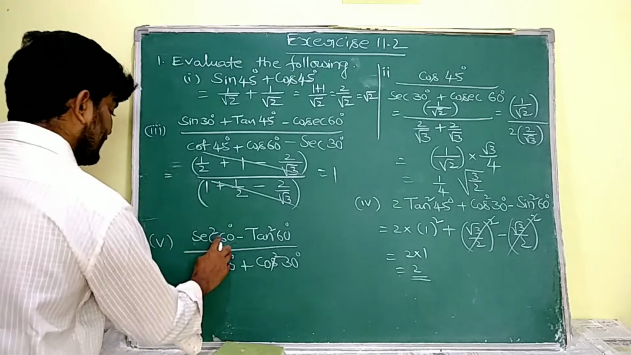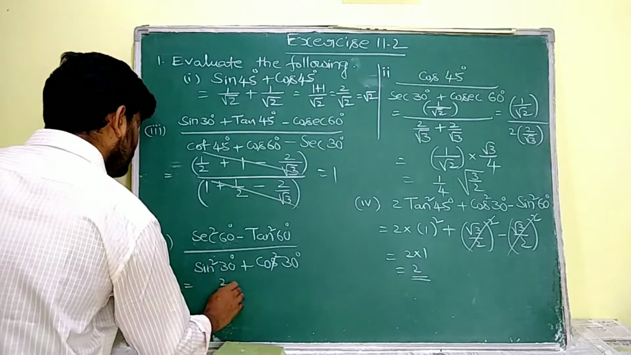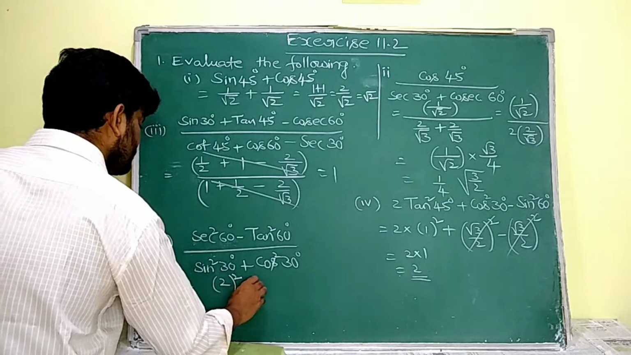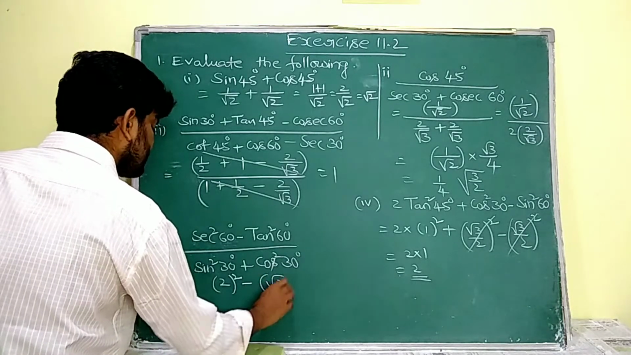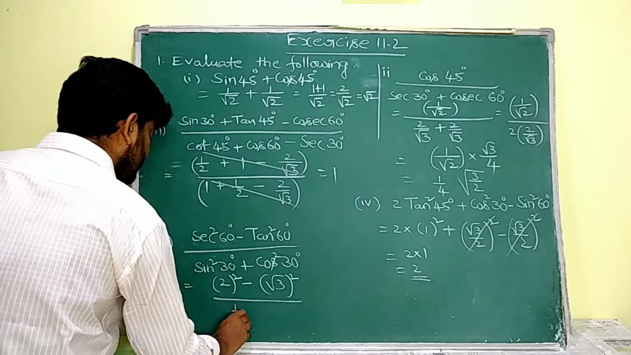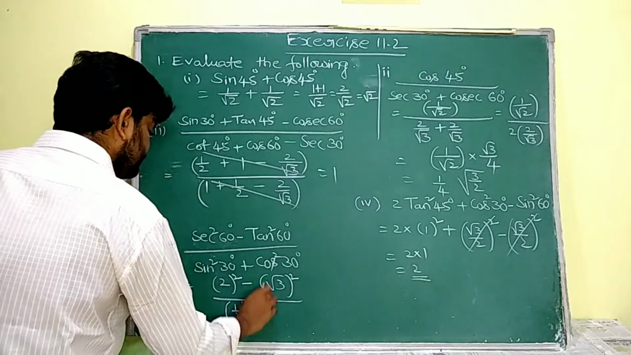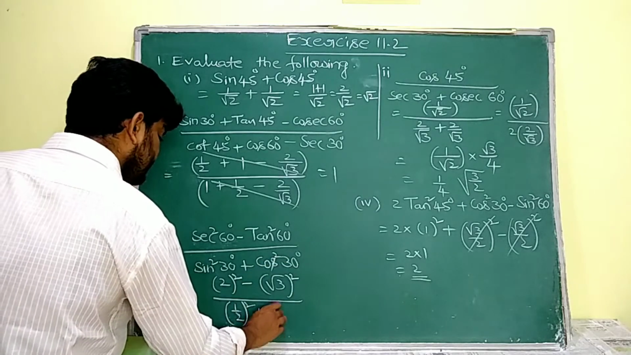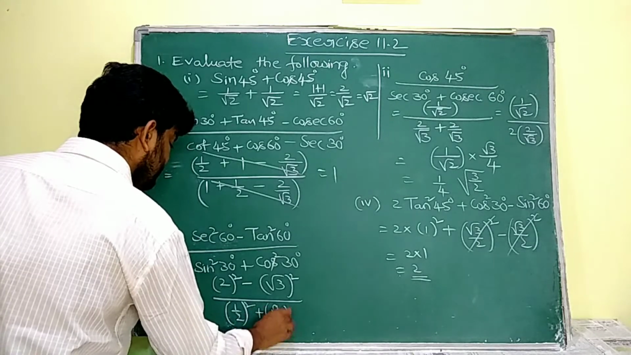Secant 60: we know that cos 60 is equal to 1 by 2, so secant 60 is equal to 2. Secant square 60 means 2 square. Tan 60 is root 3, so tan square 60 is root 3 whole square. Now sin 30 is 1 by 2, so 1 by 2 whole square, plus cos square 30, which is root 3 by 2 whole square.